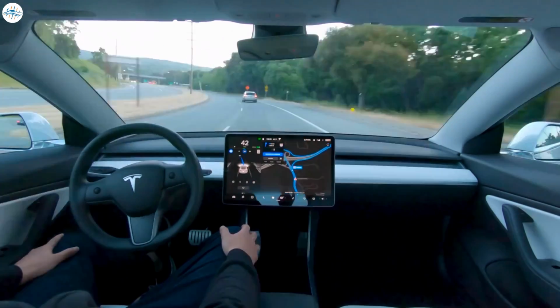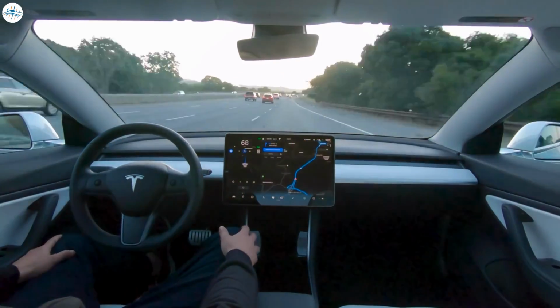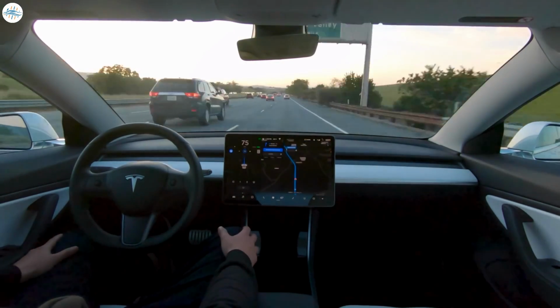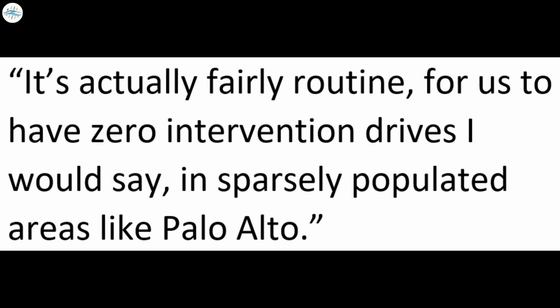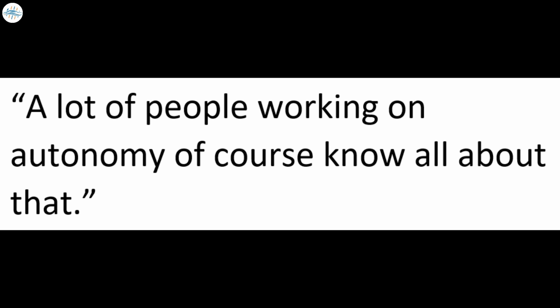One last topic that we would like to address revolved around Andrej giving a little bit of insight into how far Tesla is from a truly driverless car. When referencing some driving examples, he said, "It's actually fairly routine for us to have zero intervention drives, I would say, in sparsely populated areas like Palo Alto." Then he added, "I would say we definitely struggle a lot more in very adversarial environments like San Francisco." A lot of people working on autonomy, of course, know all about that.